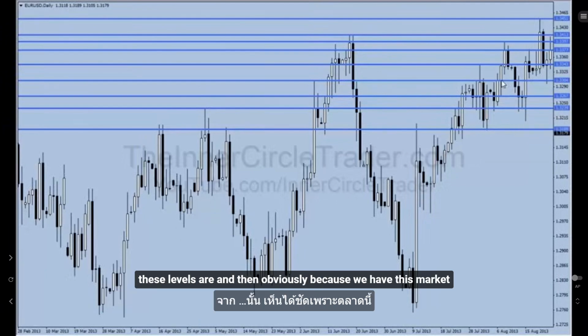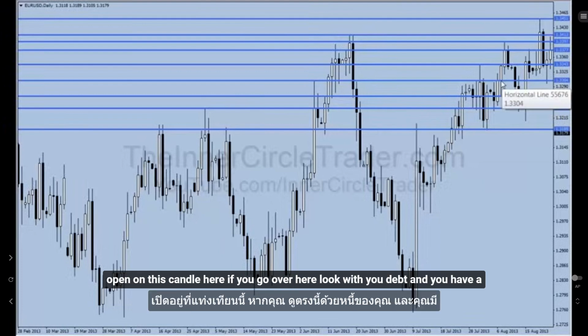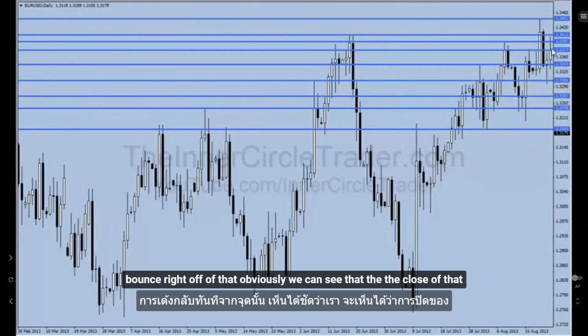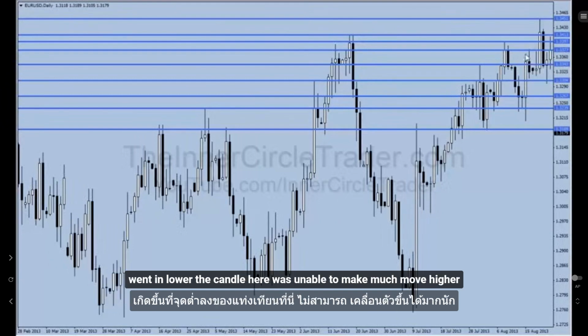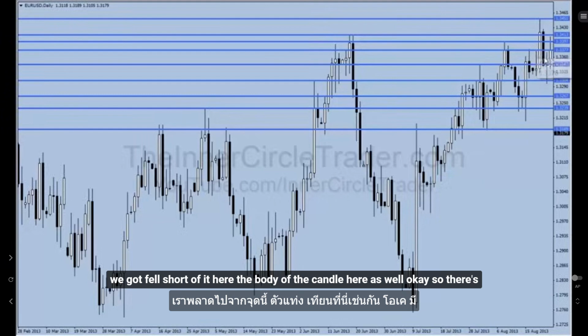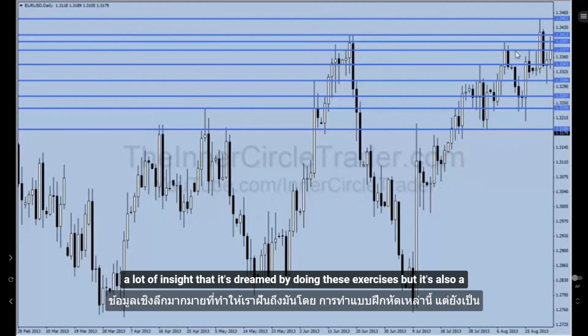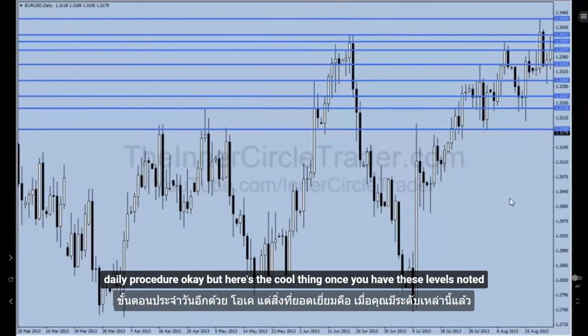And then obviously, because we have this market open on this candle here, if you go over here, look what you did. You have a bounce right off of that. Obviously, we can see that the close of that candle and that swing high, we were opening essentially near that same point and went lower. The candle here was unable to make much move higher. We fell short of it here. The body of the candle here as well. So there's a lot of insight that is gleaned by doing these exercises, but it's also a daily procedure.